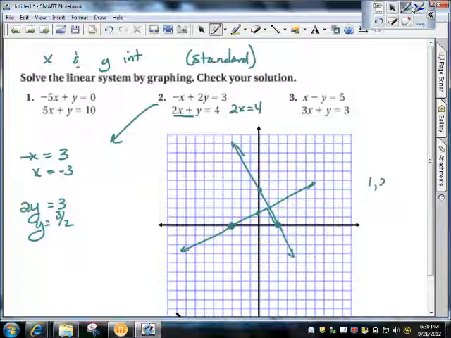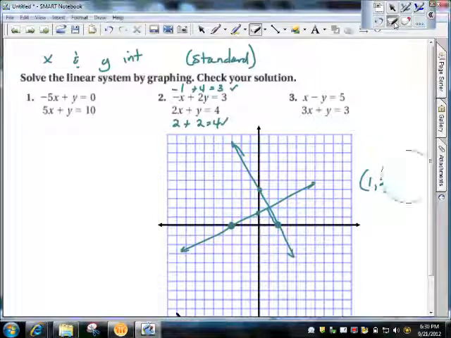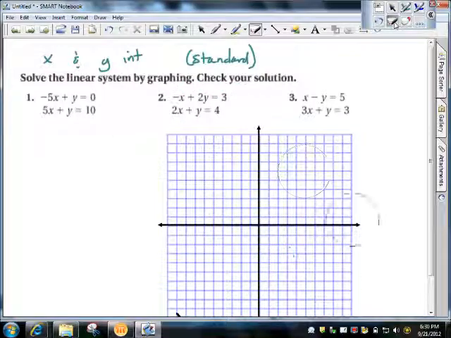To know if I've got this right or not, I just go to the original equation, and I'm going to try it in both problems. Negative 1 plus 4 is indeed 3. I plug the 1 in for the x and the 2 in for the y, and the second one works as well. Feel really good. Know I'm going to get this problem right. Feeling a good grade coming on.